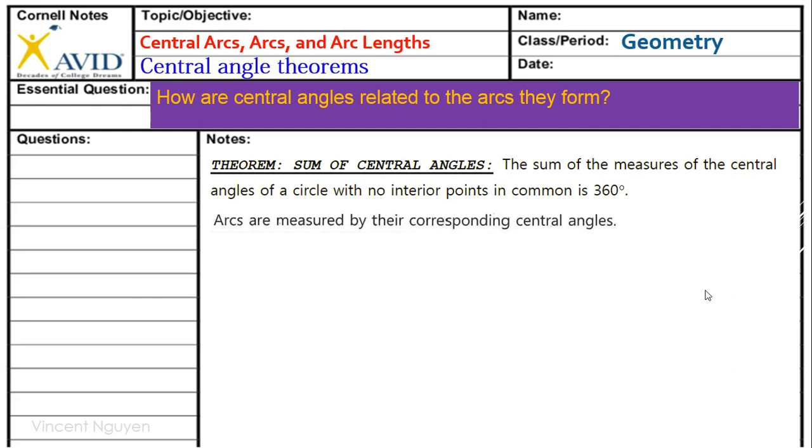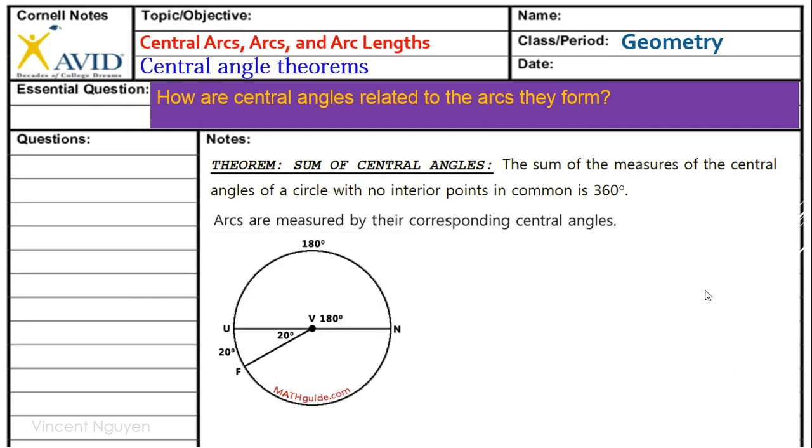Okay, and the arcs are measured by the central angles. Well, so what does that mean? It means the intercepted arc right here, UF, is equal to the central angle, because that's how we measure the arc. We use the central angle of that arc. According to this problem, we have the semicircle here, which is 180 degrees, and then we have this central angle, which is 20 degrees. So arc UF is 20 degrees.